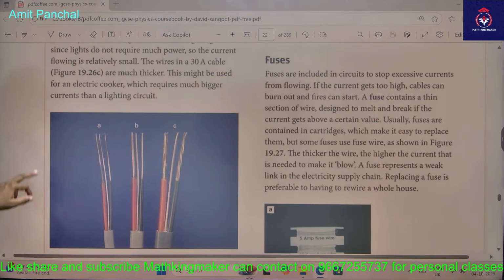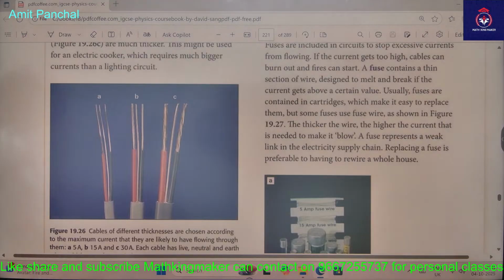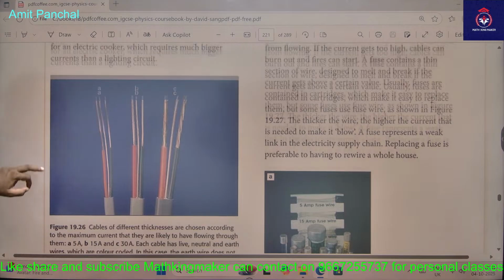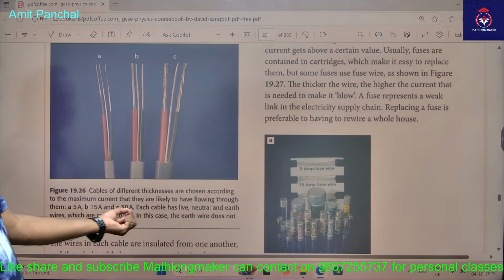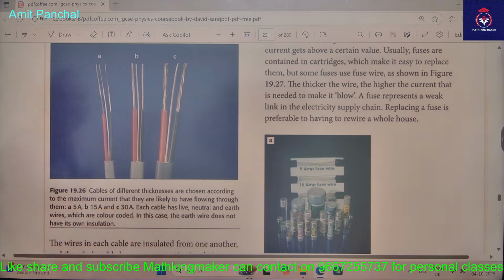So like you have a fridge or AC, so that wire will be thicker. So that is a 15 amps wire. Cables of different thickness are chosen according to the maximum current they are likely to have flowing through them: 5 amps, 13 amps, 15 amps. Each cable has live, neutral and earth. So 3 wires are there in a cable. One is live, one is neutral, another one is earth.